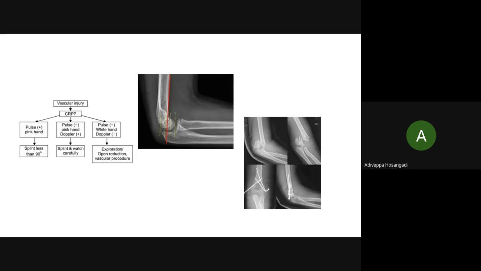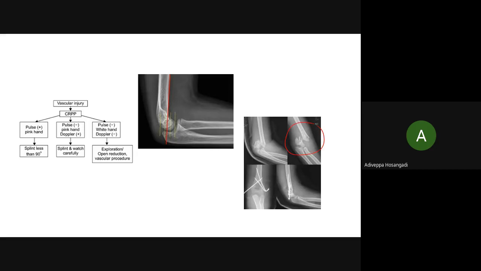So depending on whether the pulse appears or does not appear, we'll take that a little later. So both pulse is absent, capillary filling is absent. Immediately you will have to rush for a vascular procedure. Remember this. So this is what I was mentioning.